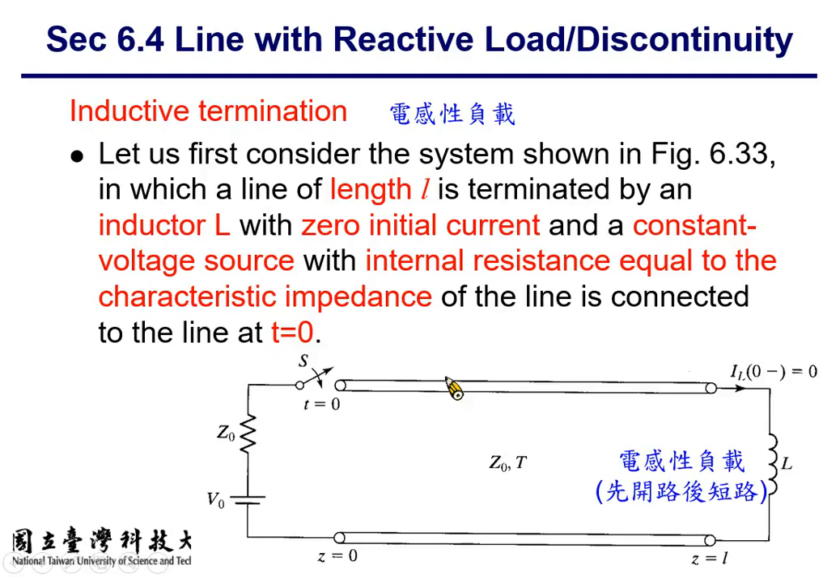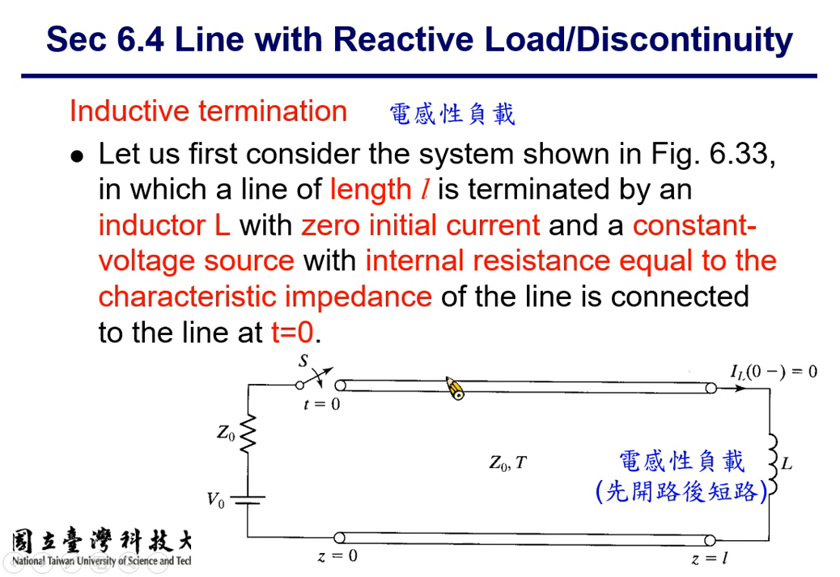Okay, let's continue to the contents of section 6.4, line with reactive load and discontinuities. In this slide, we see the transmission line circuit, which is terminated with an inductive load. That is, the right end of the transmission line circuit is connected to an inductor. So we would like to see what happens in this circuit. This transmission line circuit begins with zero initial currents and no voltage on the line.